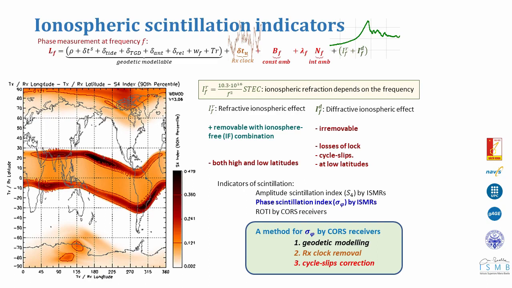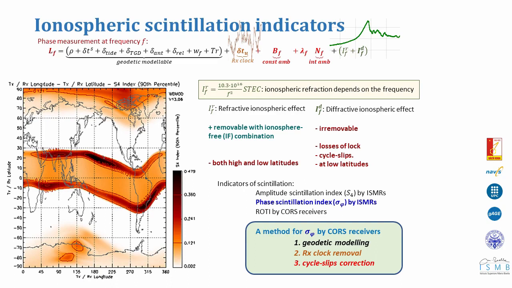So we need some indicators to monitor this phenomenon in real time. Currently, the amplitude scintillation index S4 and the phase scintillation index sigma phi are provided by a special type of receiver, ISMR. ISMR has a highly stable clock to draw out the fluctuation of the ionospheric effect. These special receivers are not so common. Meanwhile, conventional receivers from a CORS network, a continuously operating reference station network, such as the IGS network, are widely distributed over the world.